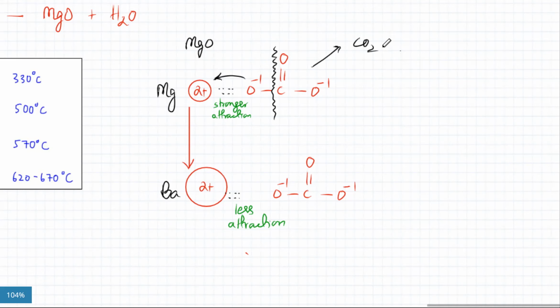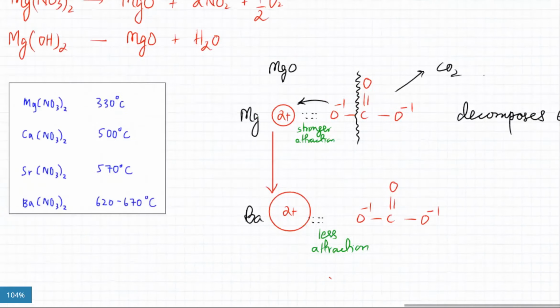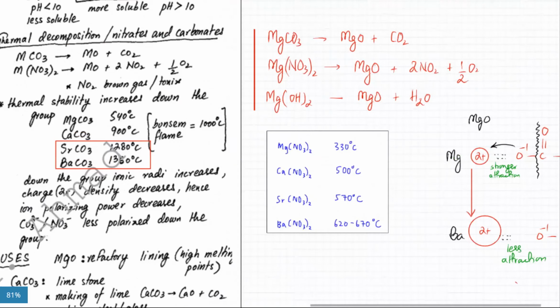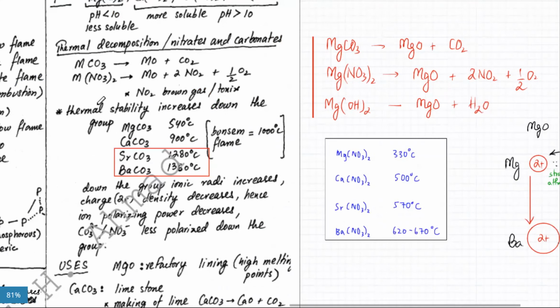Yes, sir. So the first one decomposes easily. You don't have to provide it with a lot of energy because the Mg would do everything to decompose it. Barium would not help in the decomposition process. The carbonate ion would be a lot more stable. So the explanation for this is, why do they become more stable down the group? Why are they harder to decompose?